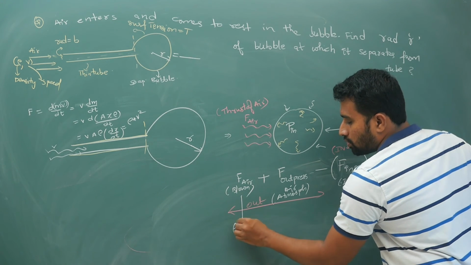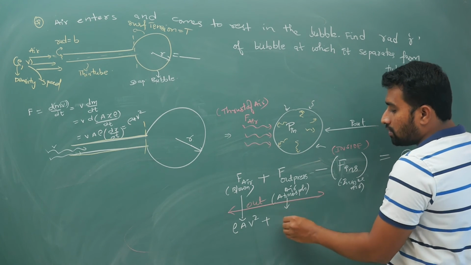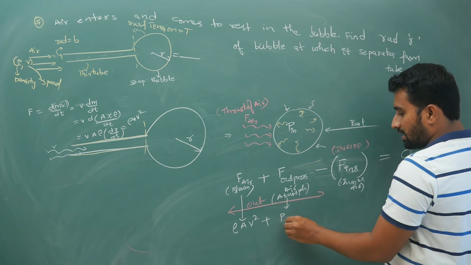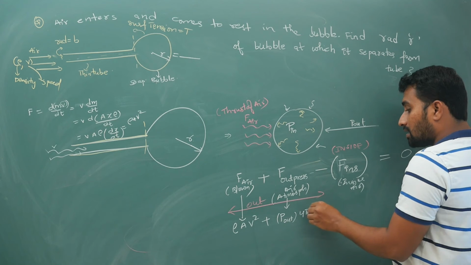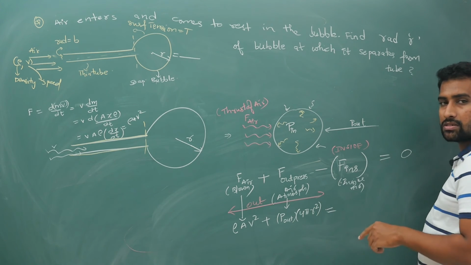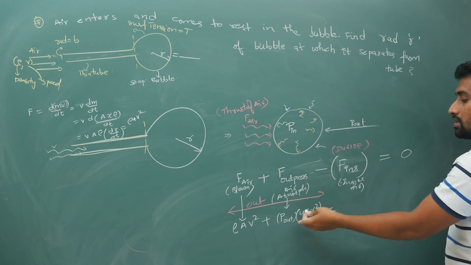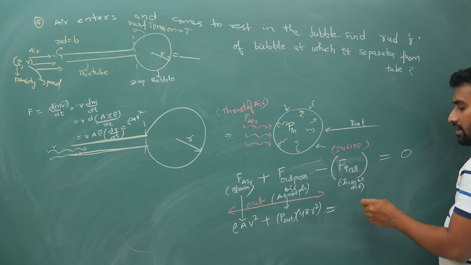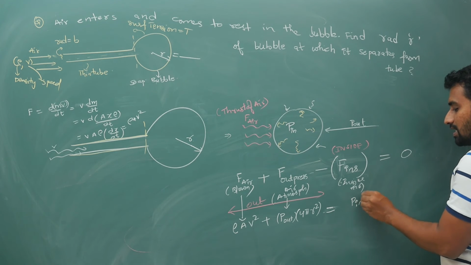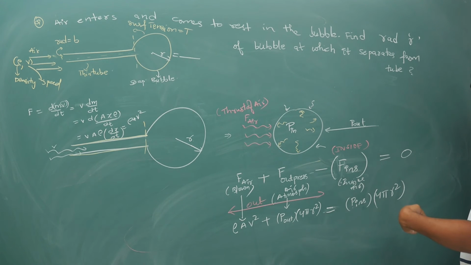So your rho A v square, where v is the speed of the air, plus your force from outside pressure, P out times area, which is 4 pi r square when the sphere radius is r. Pressure into area will give you force; pressure acts normal to the surface everywhere. Then from here, I will send F inside, that will become P in times area, once again 4 pi r square. Now P in minus P out is excess pressure, right? You can write it in terms of surface tension.